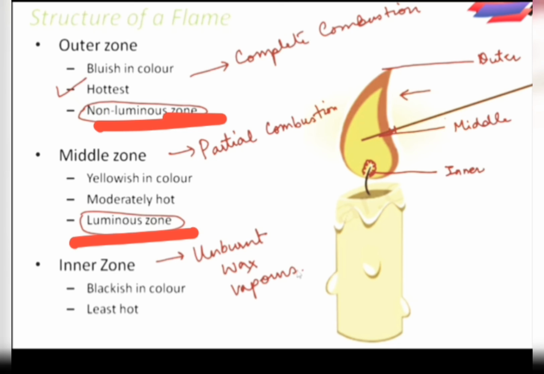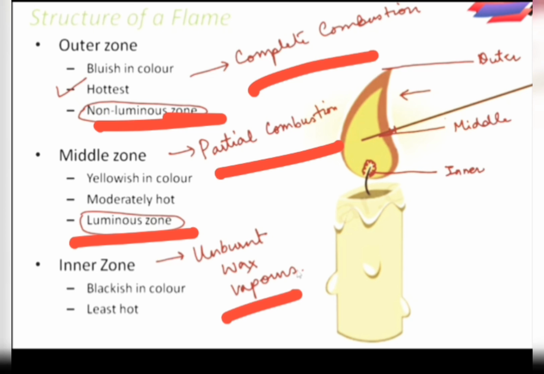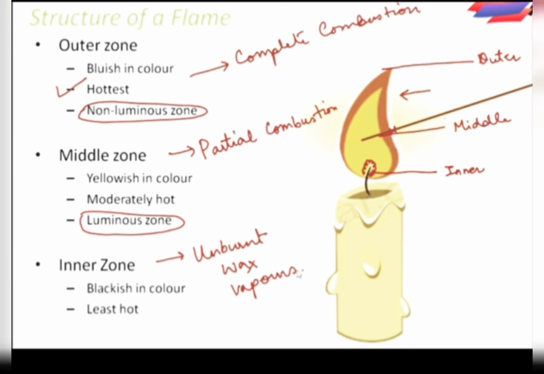And yeah, in the outermost part, which is the non-luminous zone, complete combustion takes place. That is why a lot of heat is produced in the outer zone. In the middle zone, partial combustion takes place, and that is why it's moderately hot. Whereas the inner zone contains the unburnt wax vapors. That means no burning is actually happening there. Only the unburnt particles are staying there. That is why it's the least hot.